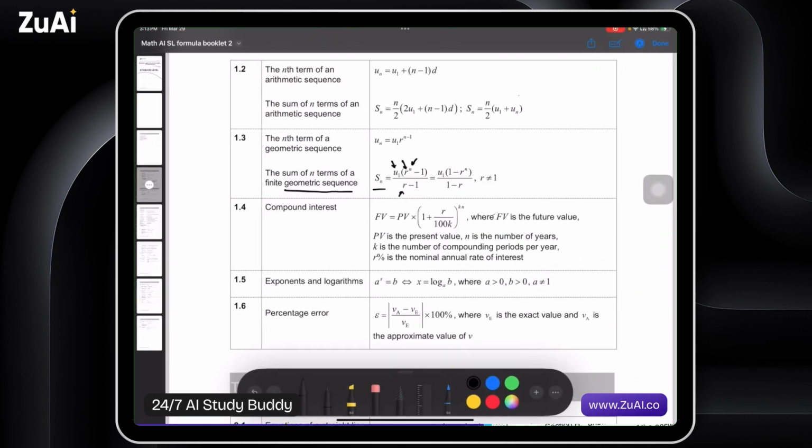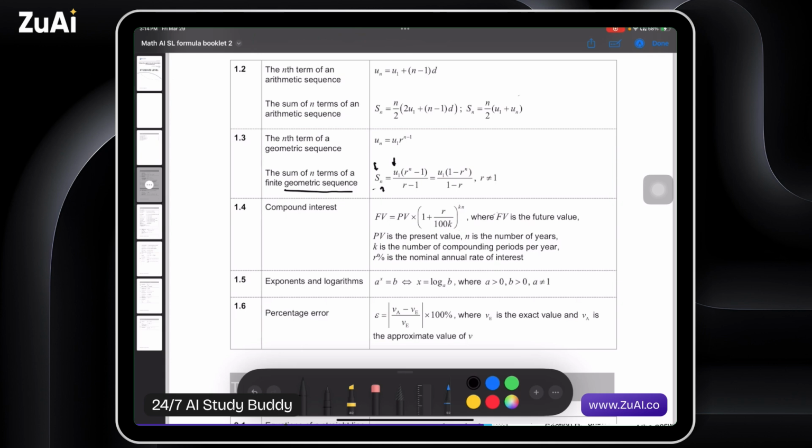Here it is already. I'm just going to erase this and then mark it up once again. Here we go. So Sn is the sum of n terms, so the number of terms of a geometric sequence.